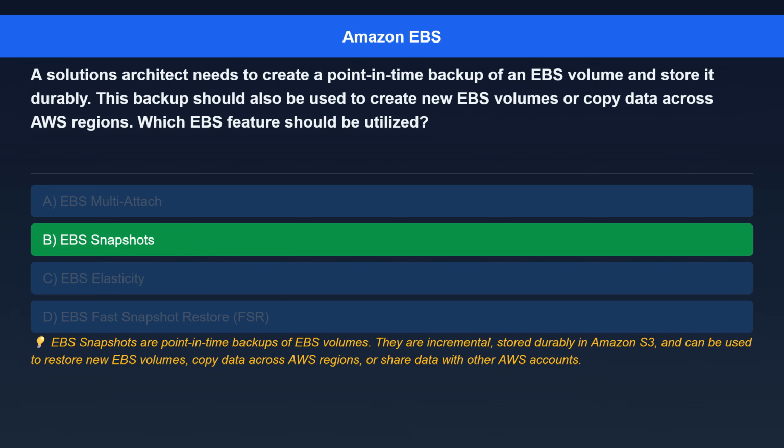The correct answer is EBS snapshots. Here's the explanation. EBS snapshots are point-in-time backups of EBS volumes. They are incremental, stored durably in Amazon S3, and can be used to restore new EBS volumes, copy data across AWS regions, or share data with other AWS accounts.